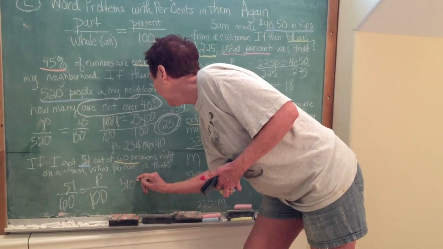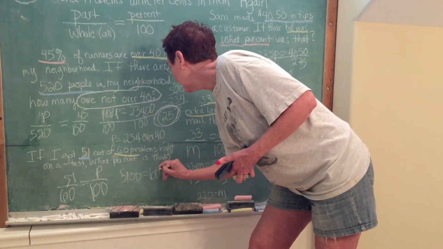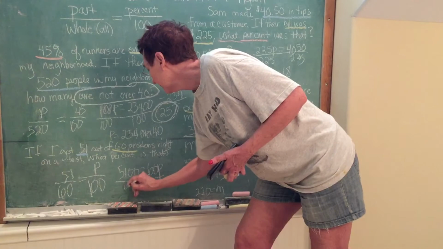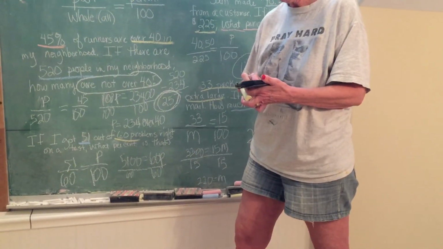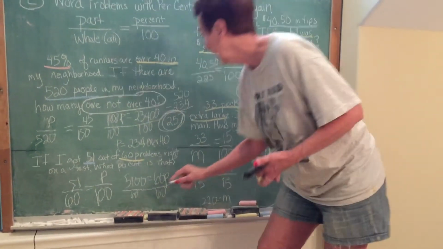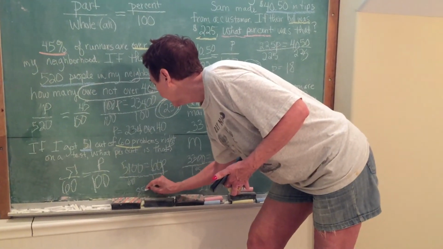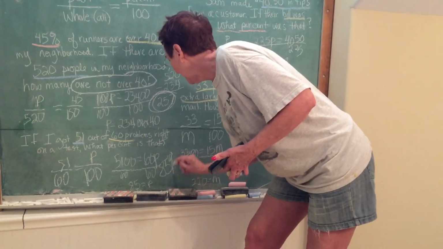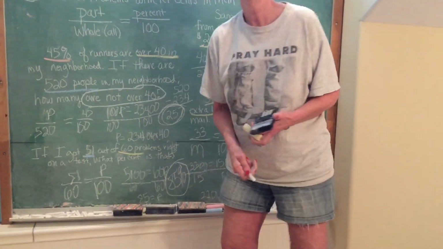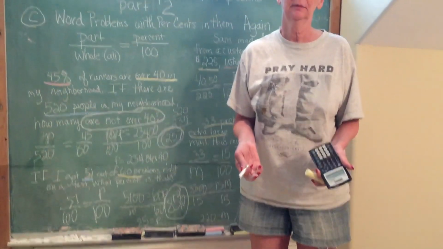That would give you 5100 is equal to 60p when you cross multiply. You divide by 60, and you get 85. And that was your percent, because your grade is usually your percent.